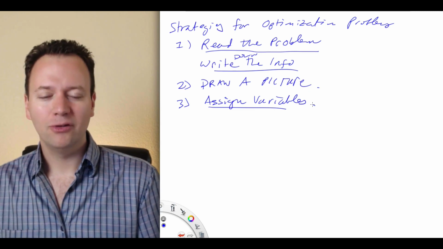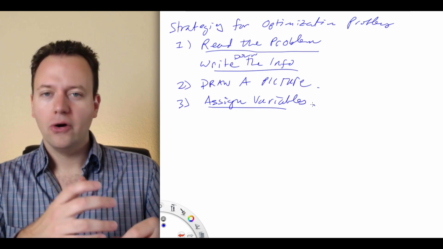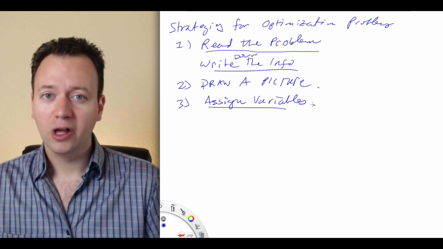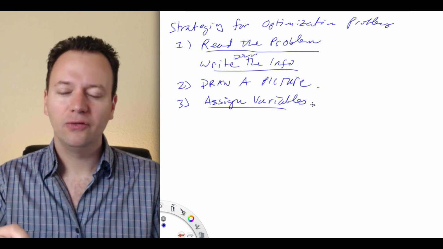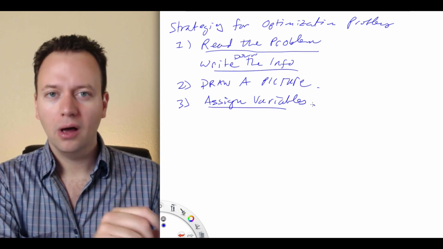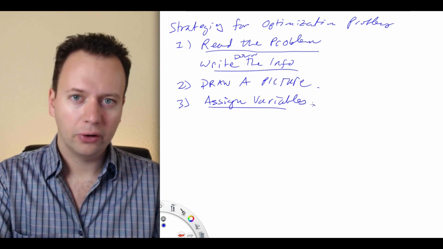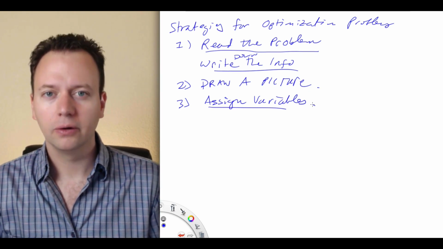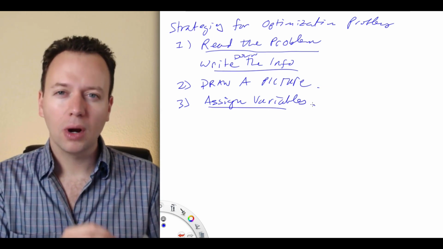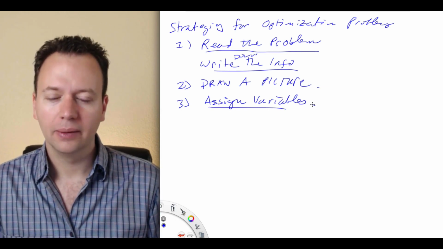If it doesn't, if the problem's silent, if it says, find the maximum volume of the cylinder, okay, assign your variables. Say V is the volume of my cylinder. R is the radius of the circular base of the cylinder. H is the height. And actually write down the variables that you're using.